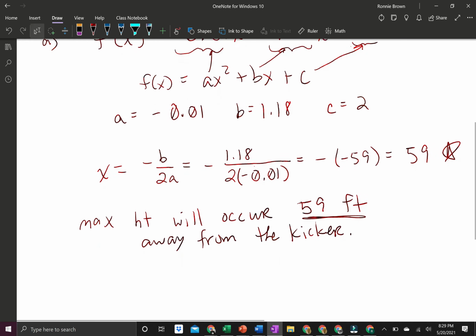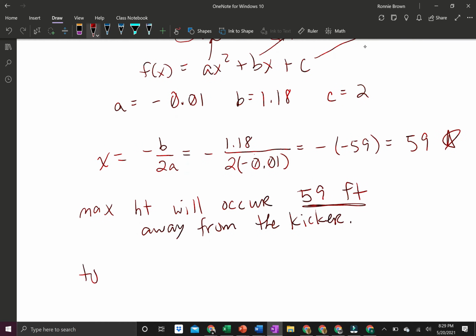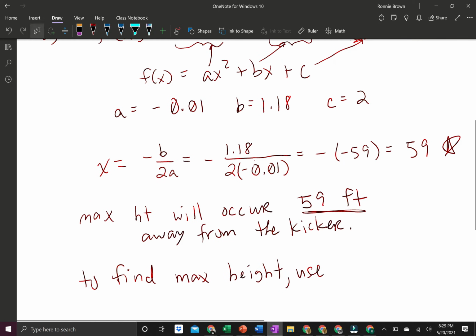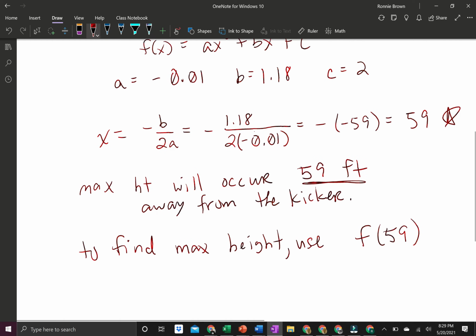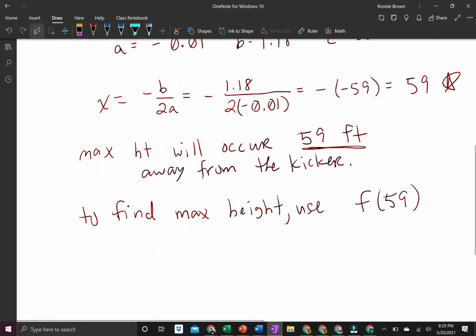All right, so now we're going to find that maximum height, how high it went in the air. So we know how far away it went from the kicker horizontally, 59 feet. But we want to see how high it went. So to find that maximum height, then we said that we're going to use f of negative b over 2a, meaning we're going to use f of 59. So everywhere we see an x in our original function, we're going to plug in 59.